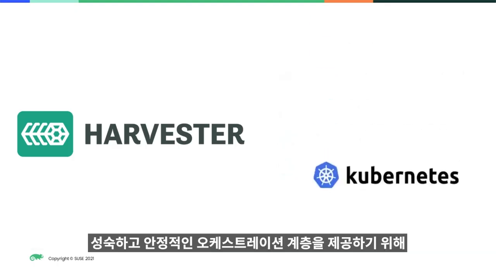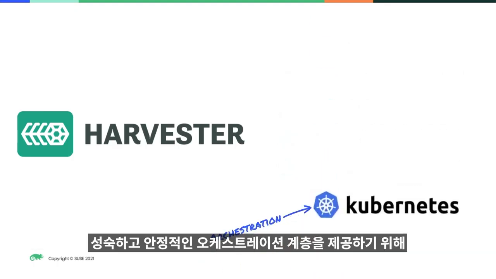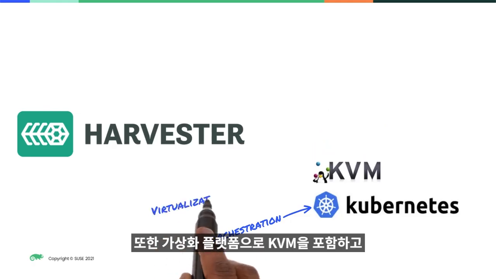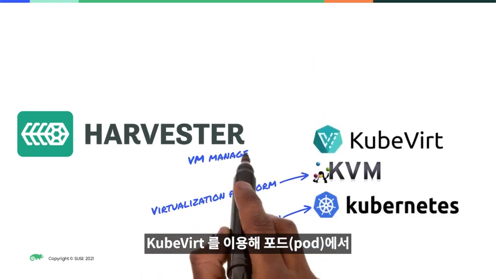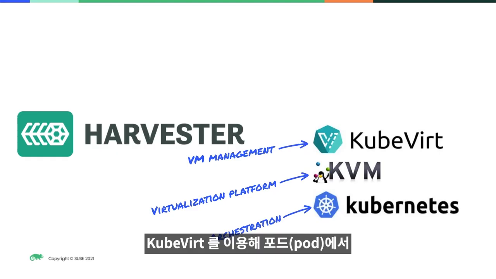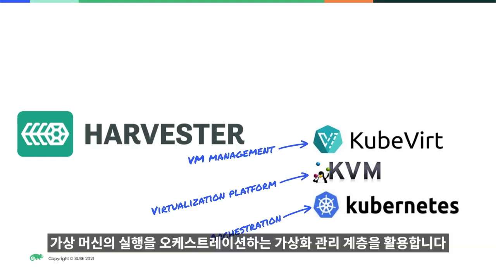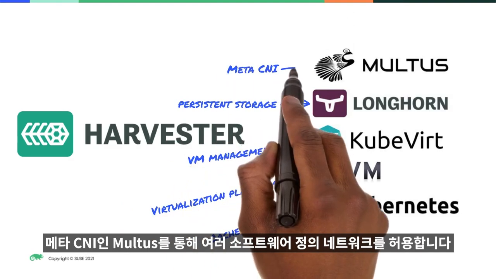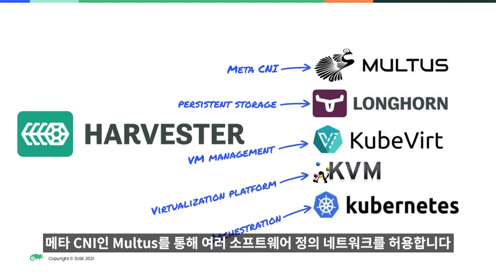For example, it uses Kubernetes at its core to provide a mature and stable orchestration layer. It also includes KVM as the virtualization platform, and it uses Kubevirt to take care of the virtualization management layer that orchestrates the running of virtual machines inside of pods. It also uses Longhorn to provide the persistent storage layer, and finally it uses Multus, which is a meta CNI to allow for multiple software-defined networks.